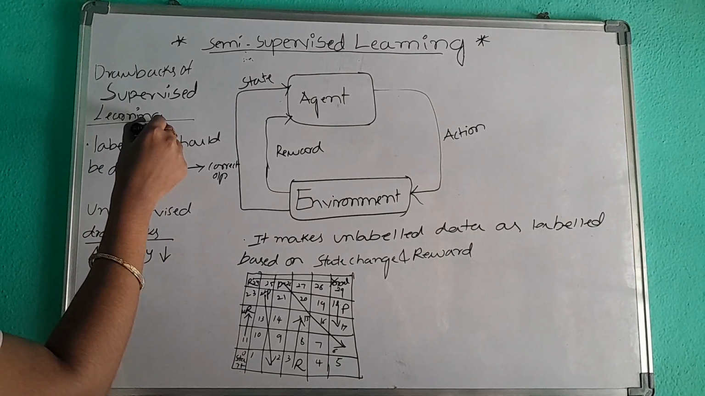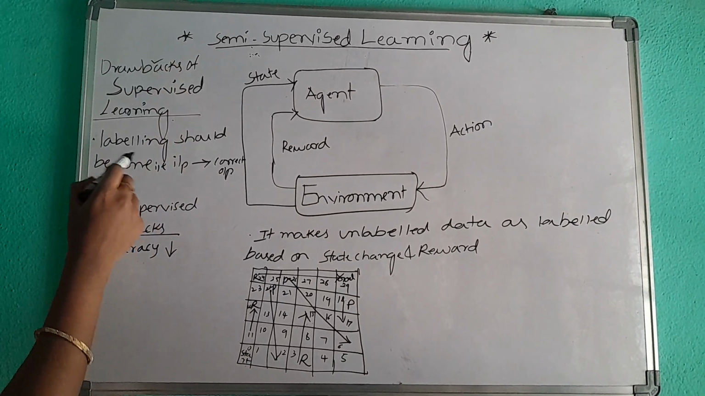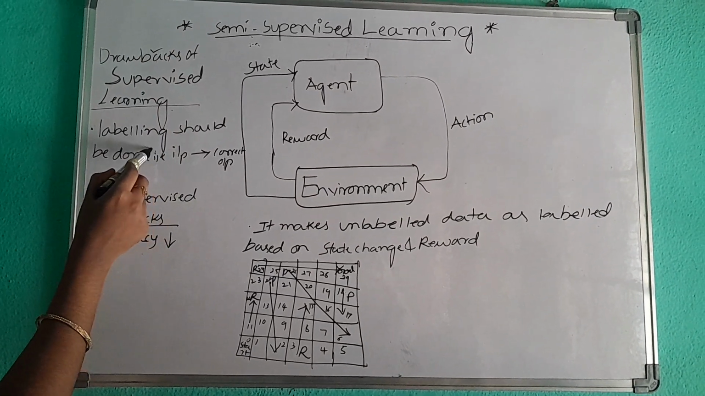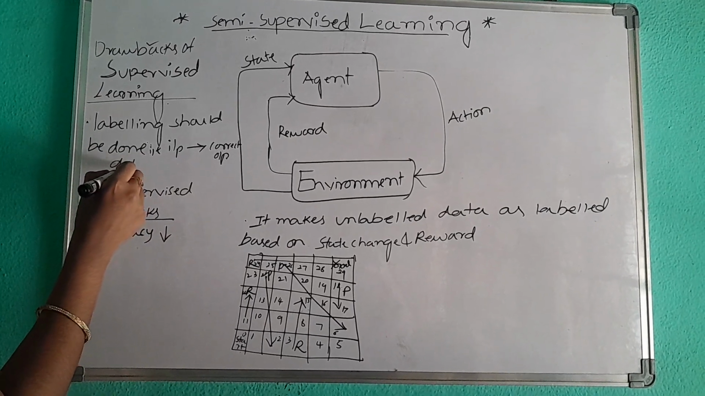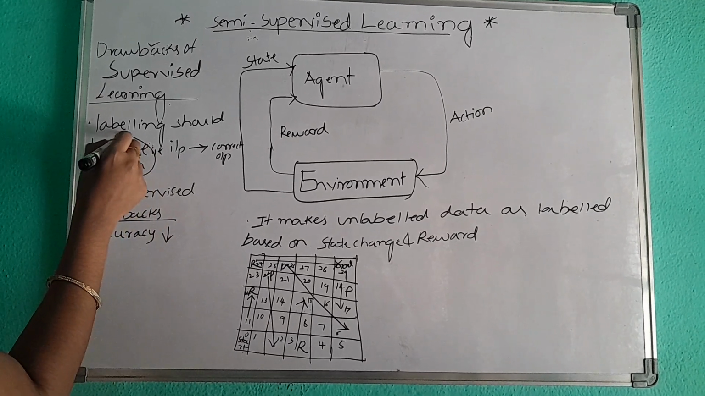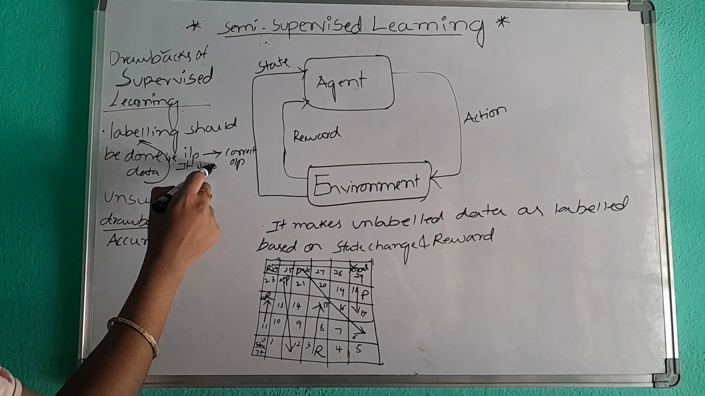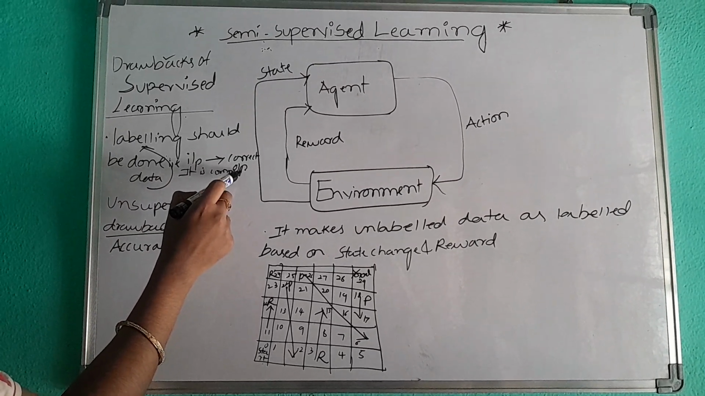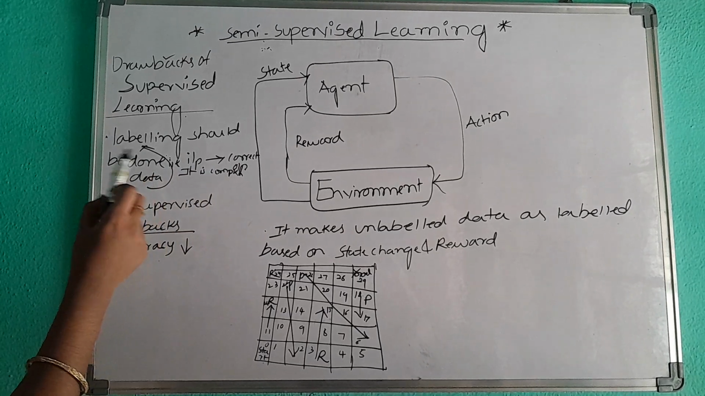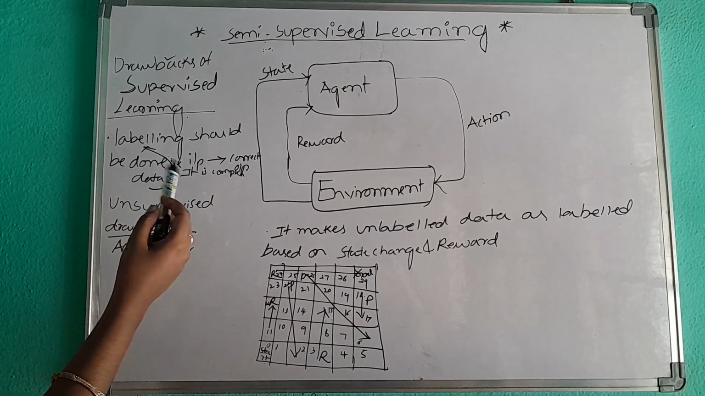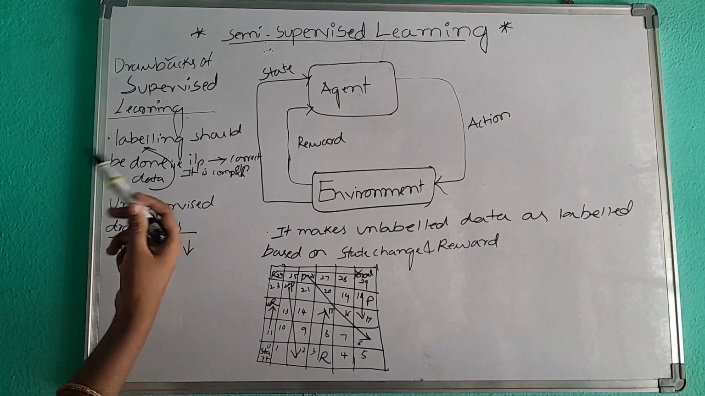In supervised learning, the drawback is that all the training data needs to be labeled. It is a very complex task. Of course, its accuracy is higher, but labeling all the training data requires a lot of backbreaking work.